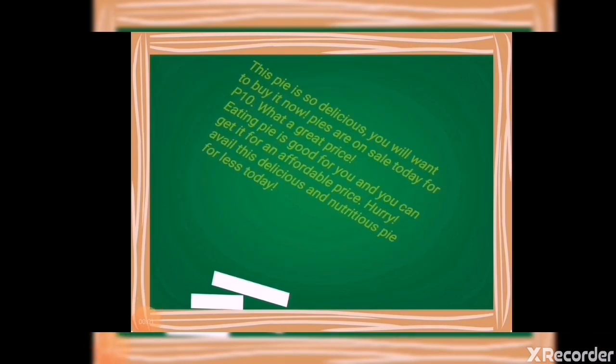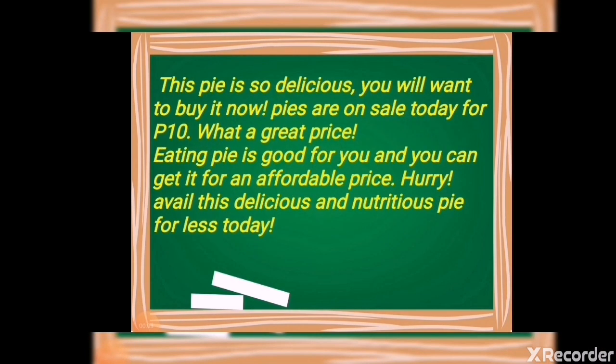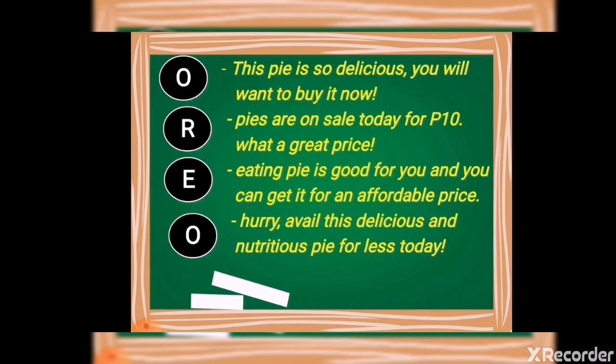Let's analyze this with an example. This pie is so delicious. You will want to buy it now. Pies are on sale today for 10 pesos. What a great price! Eating pie is good for you, and you can get it for an affordable price. Hurry, avail this delicious and nutritious pie for less today. Do you think the writer used ORIO in writing this example? Yes. Because the writer, as you can see, clearly stated his opinion, explained his reason, gave examples, and restated once again his opinion.